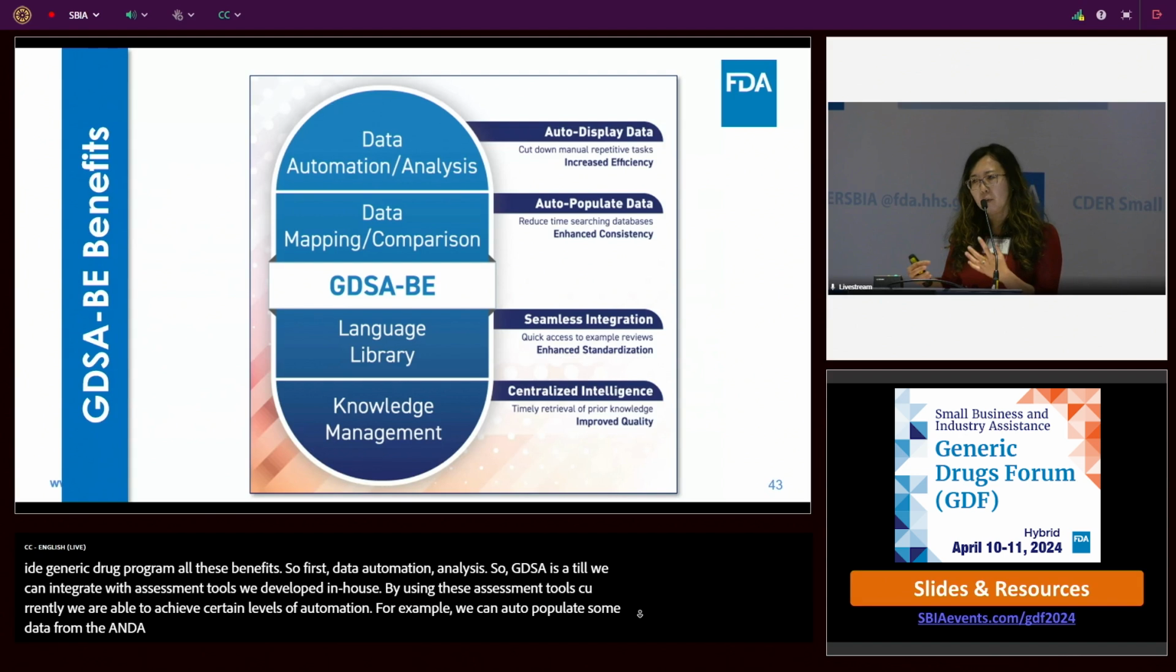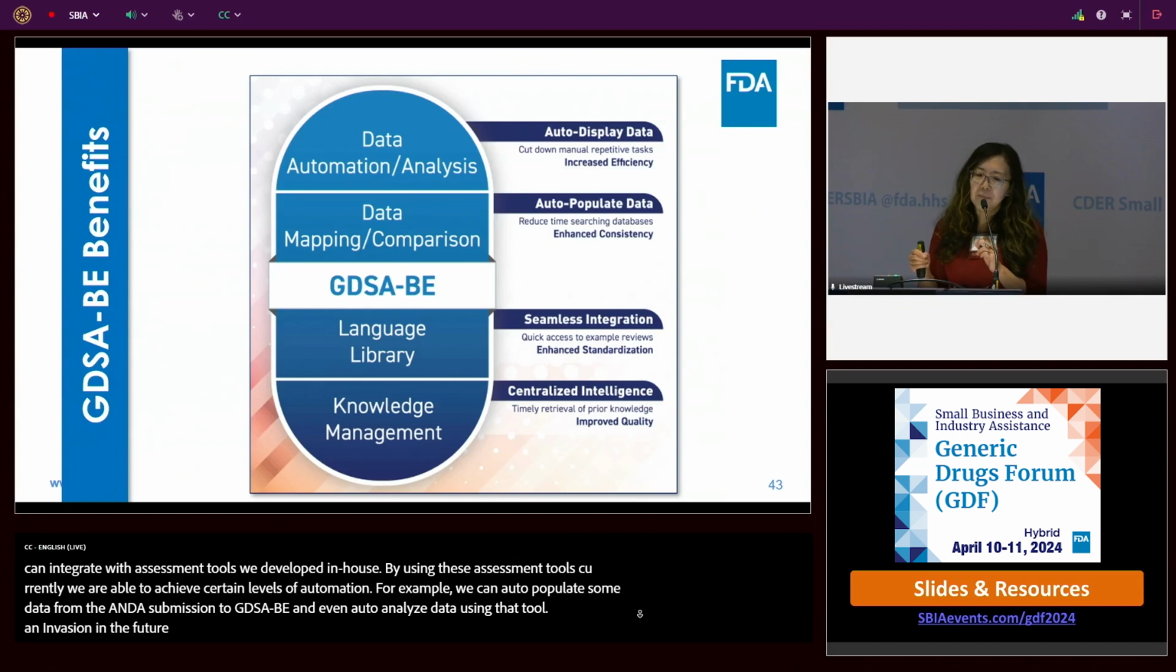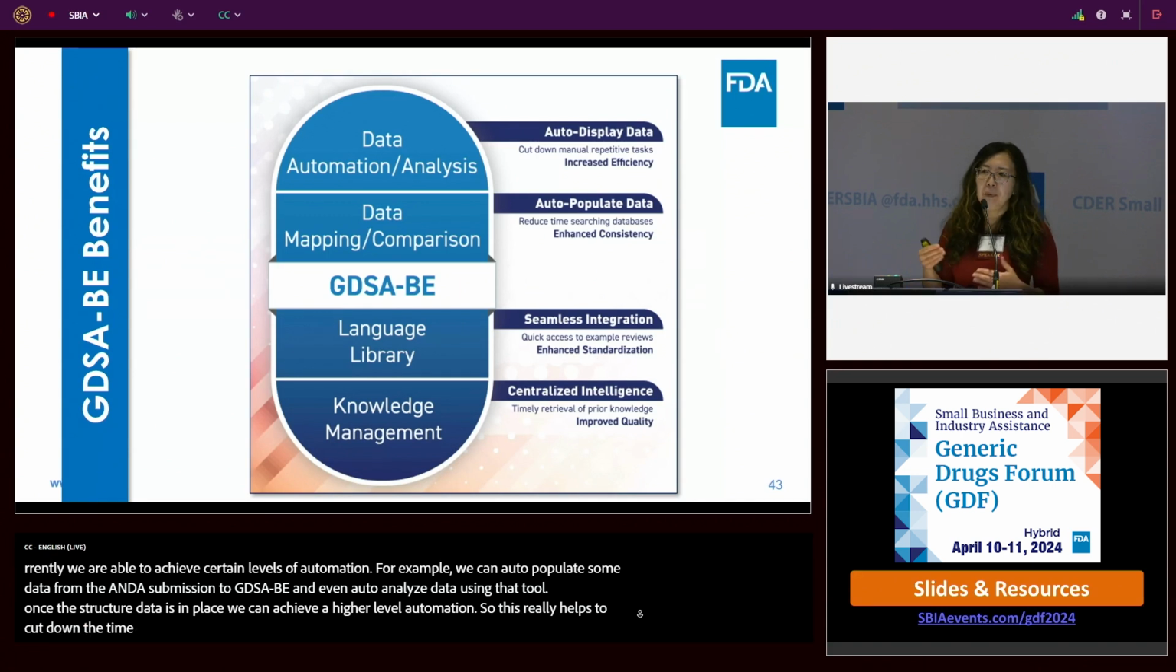We can even auto-analyze some PK data using those tools. And we envision that in the future, once structured data submission is in place, we can achieve even higher-level automation. This really helps cut down the time that reviewers spend on manual administrative tasks like copy-pasting and allows for higher efficiency in the review process.